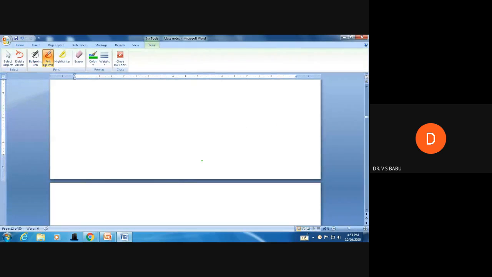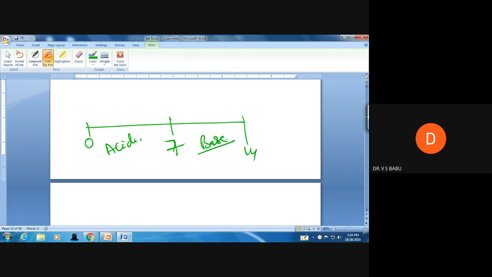Suppose you know that on the Sorensen scale, 7 is neutral water. That means water is neutral. 0 से लेके 7 तक is the acidic medium. Okay, 7 to 14 है basic medium. अगर concrete base medium में है, then no problem. Reinforcement safe रहेगा.